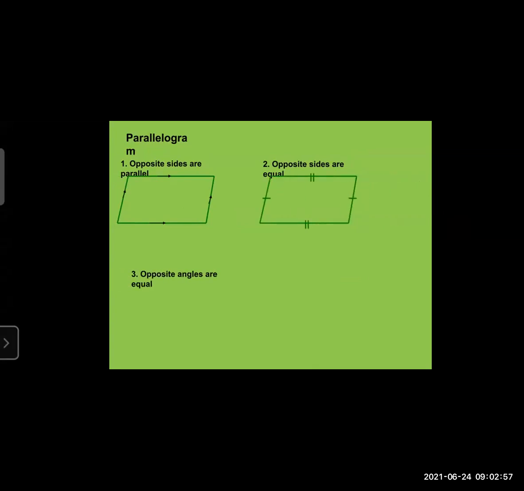Third, opposite angles are equal. So in the previous slide, you see a rectangle. In a rectangle and in a parallelogram, the difference is that each angle is 90 degrees in a rectangle, and in a parallelogram, opposite angles are equal. Okay, see this angle, if this angle is 70, then the opposite angle is also equal to 70 degrees. Fourth, diagonals bisect each other.